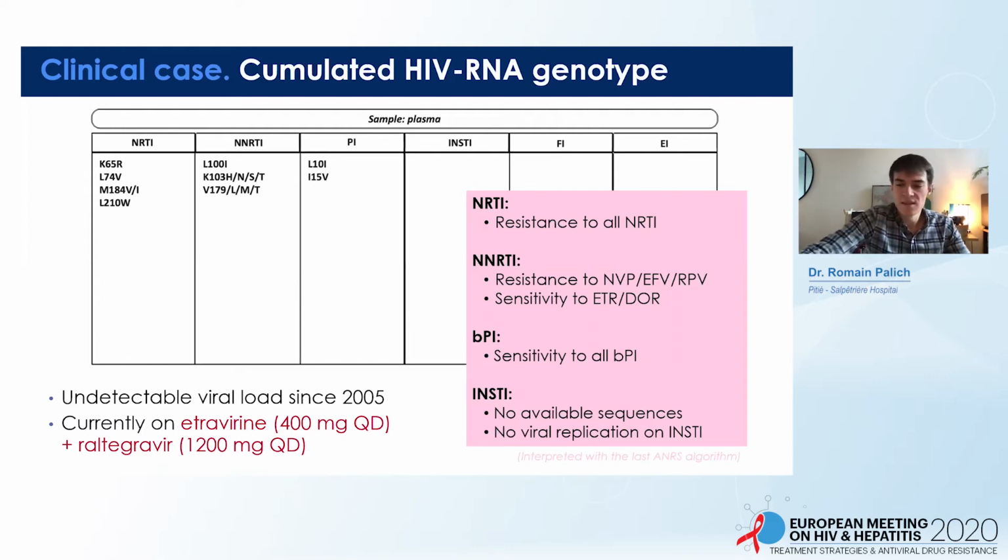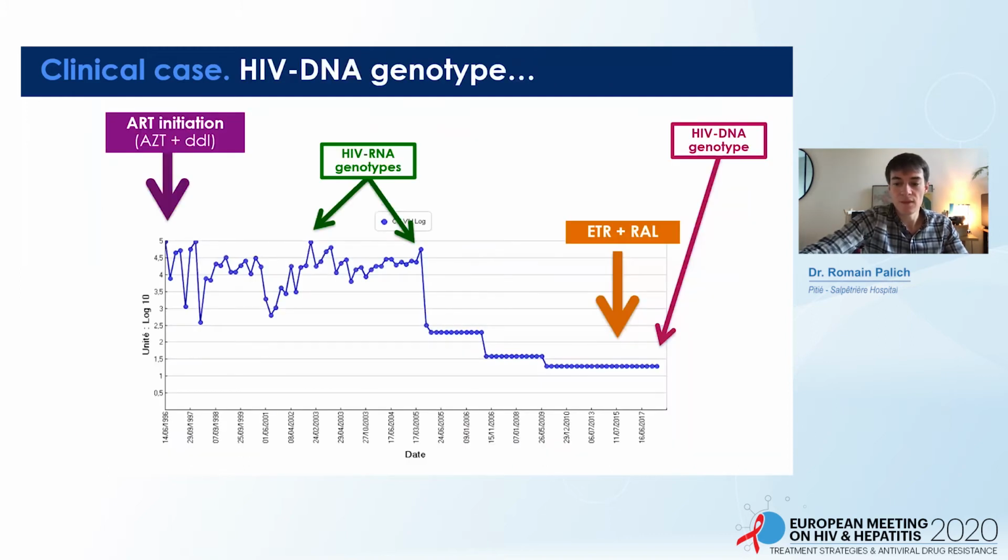Now, the question is: is it necessary, is it interesting, to have a resistance genotype from HIV DNA after 15 years of undetectability, to know if the mutations existing on the HIV-RNA genotypes of the past are still present in the HIV reservoir? Of course, we have carried out this HIV DNA genotype, but before the findings, we can have a look at data published in the literature about the performance of HIV DNA genotype.